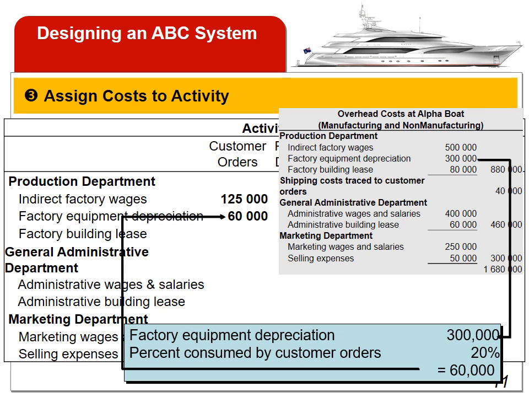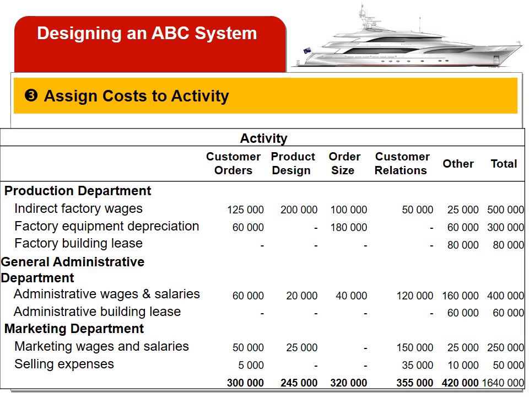As another example, the factory equipment depreciation assigned to the customer orders activity, 60,000 dirhams, is computed by multiplying the total amount of factory equipment depreciation, 300,000 dirhams, by the percentage of time that the factory equipment was used to support this activity, 20%. The completed grid of first stage allocations is shown on your screen.